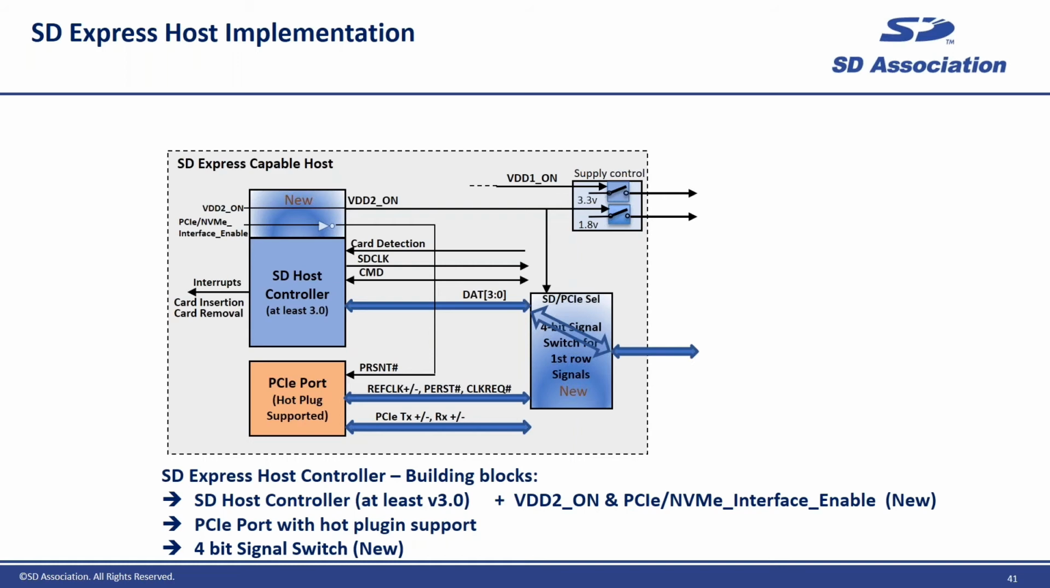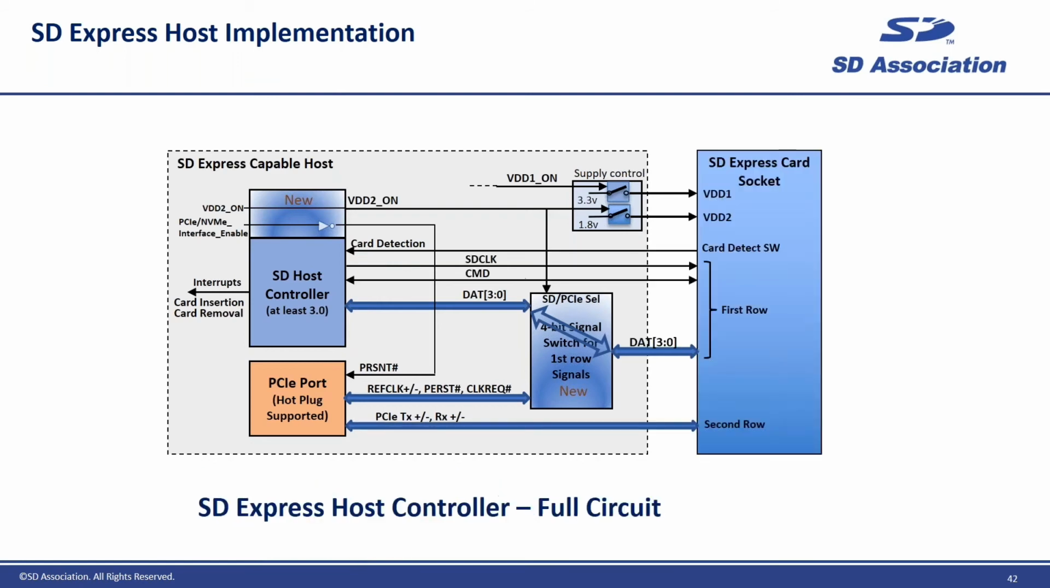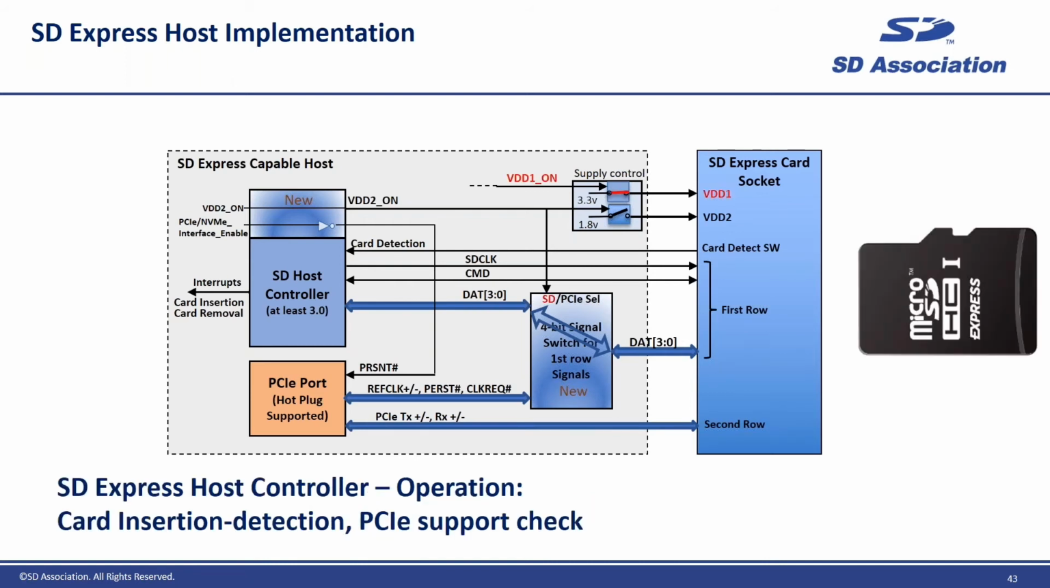And last, a 4-bit signal switch should be added to allow the dual usage of the SD data lines, either as data lines or as PCIe sideband signals. There are various ways to implement it. The most straightforward would be to use an analog switch, but simple tri-state drivers may also be used because of the nature of the direction of the signals and the relatively very slow speed. This is the full circuit with the connector. And now let's see how it operates.